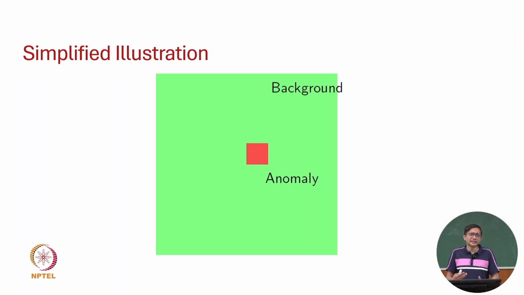So this is a very simplified illustration of hyperspectral anomaly detection. You can think of the green as indicating the spectral signature of the background. Of course, the background itself will not have just one particular material. However, for simplicity here, we are showing it with just one color. And then in red, what we see is the spectral signature corresponding to an anomalous object.